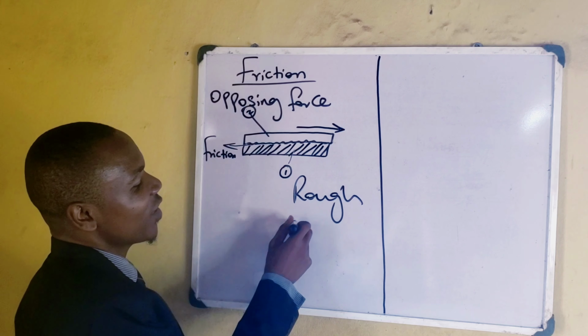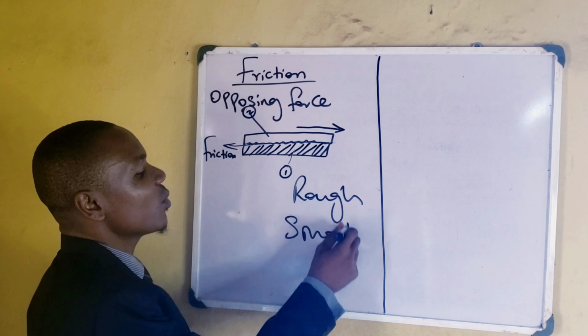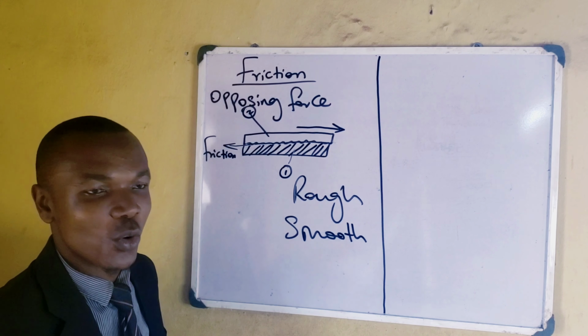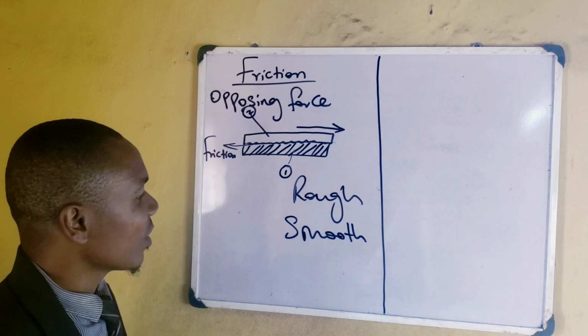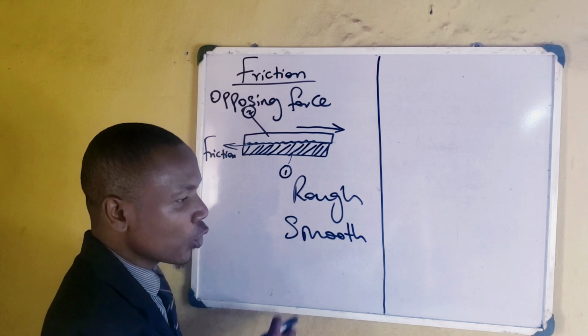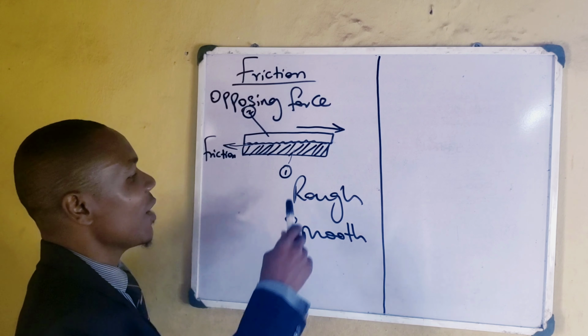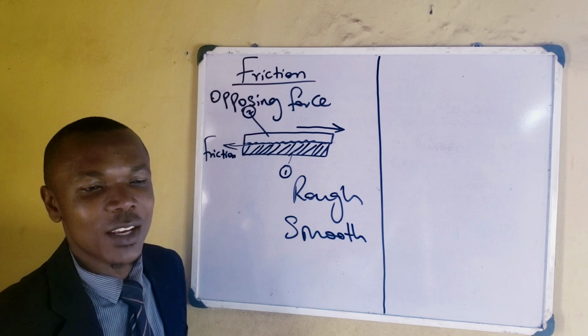Friction. But when the surfaces are smooth, it will reduce it. You have little or no friction. When you have this contact surface being smooth, little or no friction. When you have it being rough, you have high friction.